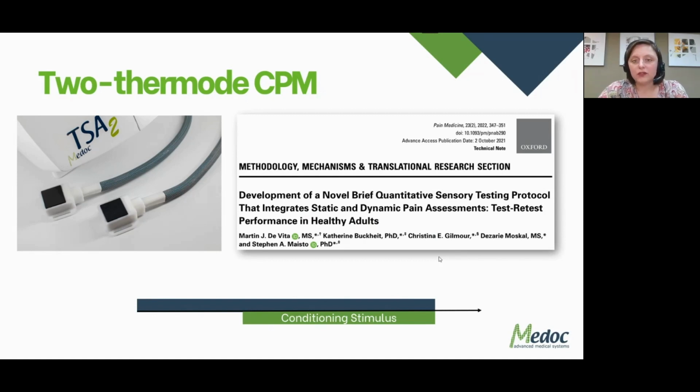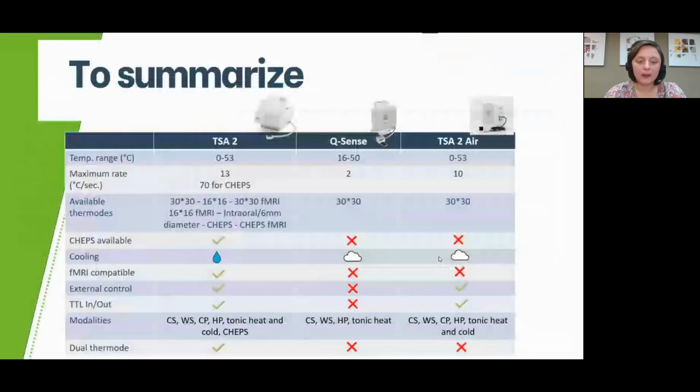Just something to mention: you can connect two 30 by 30, or 16 by 16, or even intraoral 6 millimeter diameter thermodes. You cannot connect two Qsens thermodes simultaneously. So it's something to keep in mind when you think about what you're going to go for. And again, for CPM, the larger the stimulation surface, the more robust the effect will be. So 30 by 30 should definitely be considered.